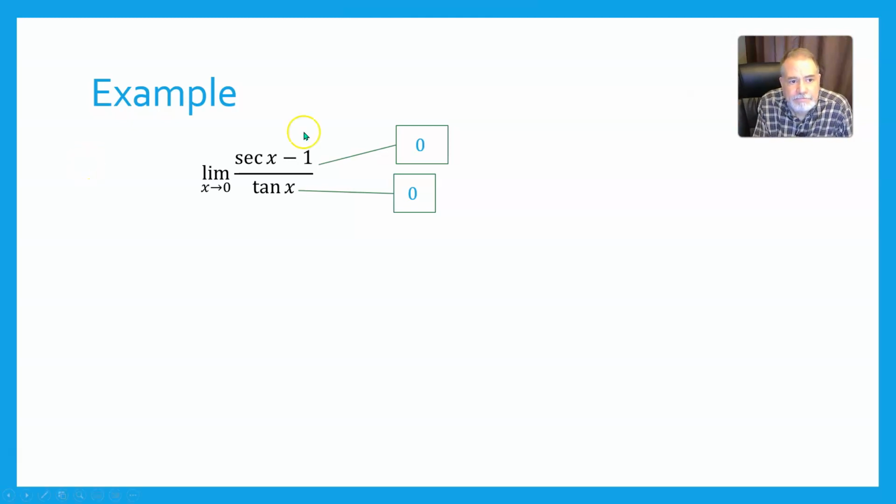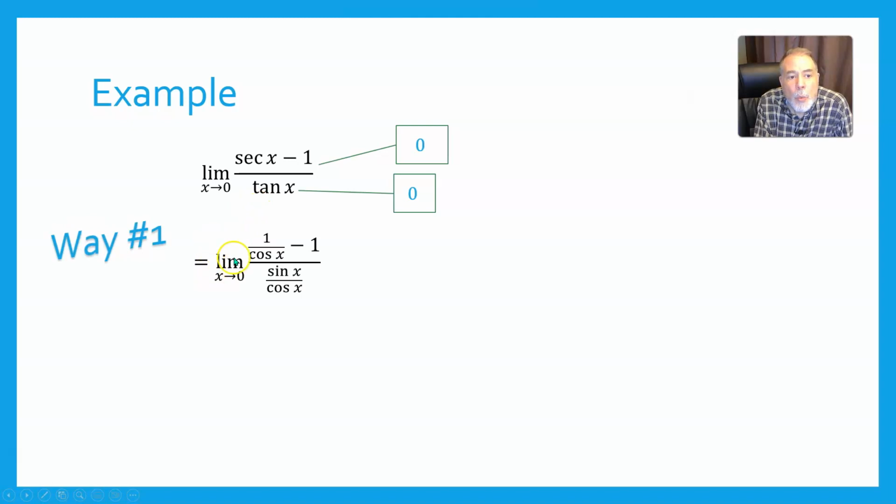Well, one thing you can do when you have an expression involving other trigonometric functions like secant and tangent, you can always transform it into an expression that only involves sine and or cosine. In this case, we can take secant of x and write it as 1 over cosine of x, and we can take tangent of x and write it as sine of x over cosine of x.